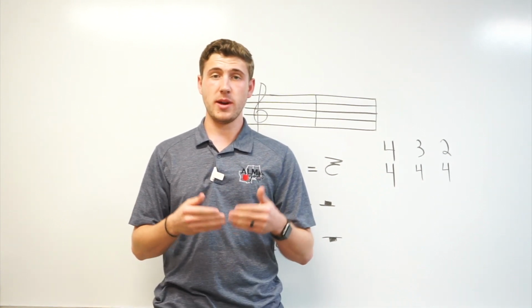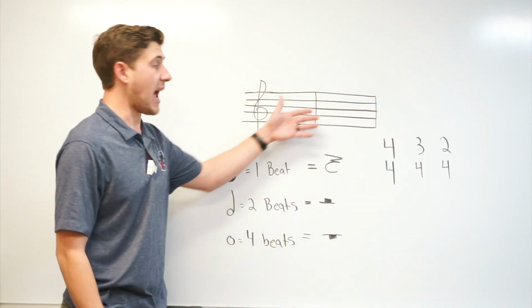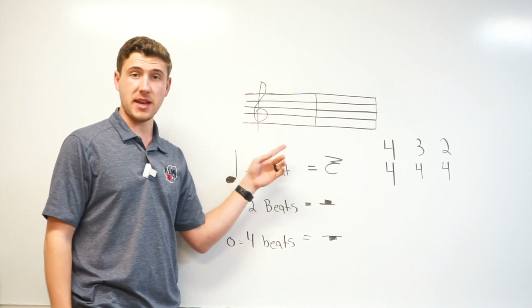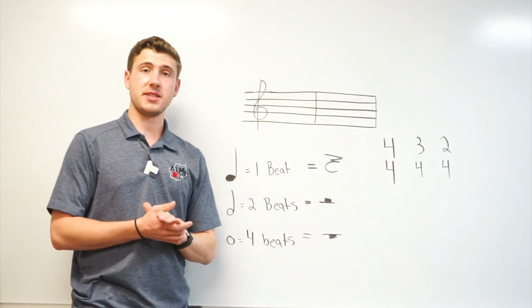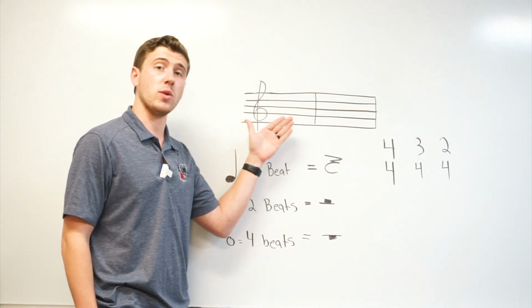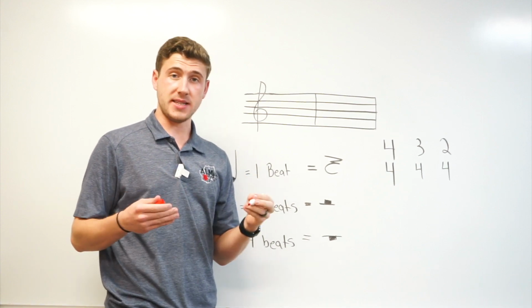In music, the way that we read pitches is on a staff. A staff is a collection of 5 lines and 4 spaces. In this case, I have a treble clef on this staff, which tells me which note goes on which line and which note goes in which space. Let's go ahead and start with the spaces.